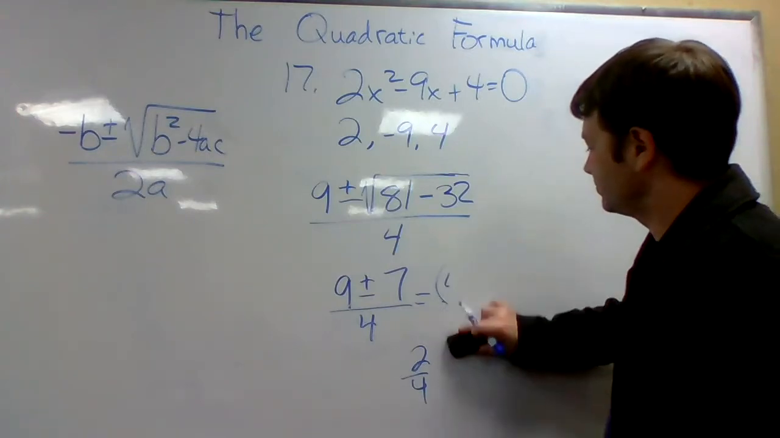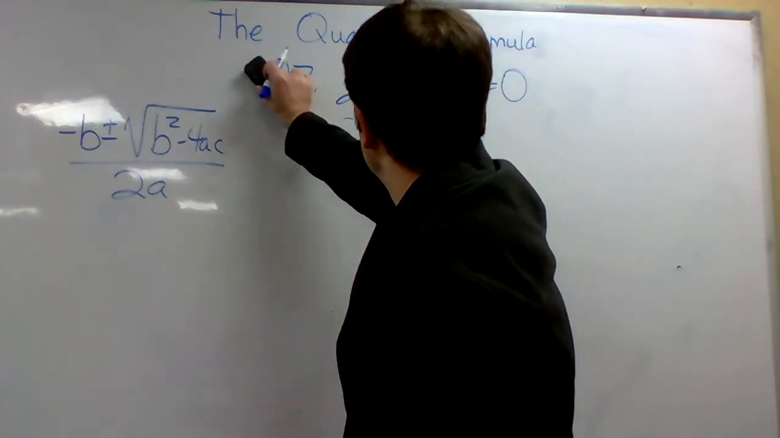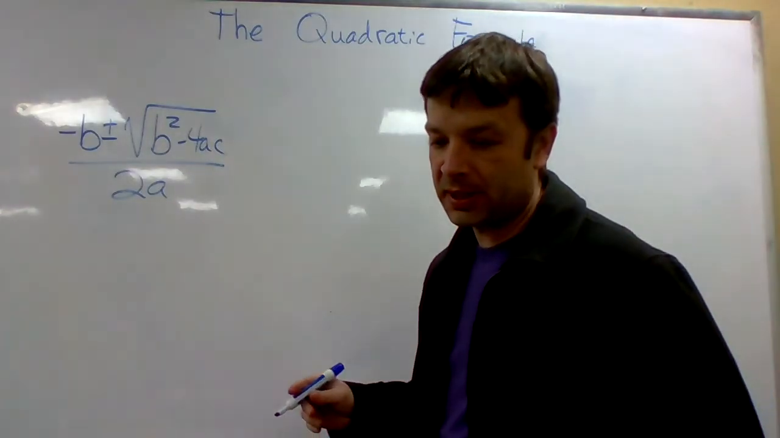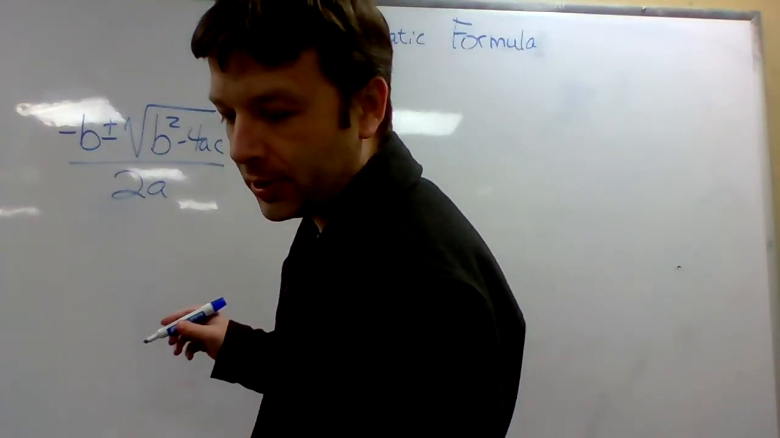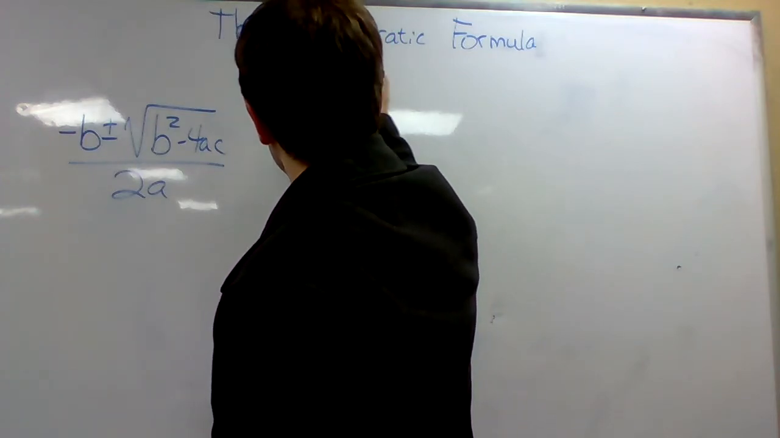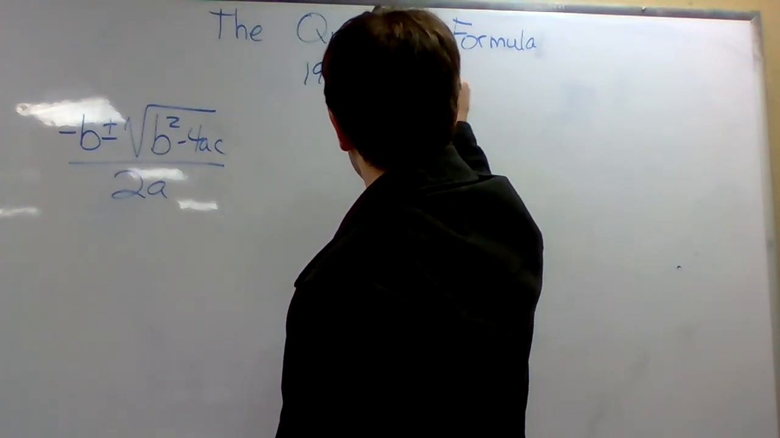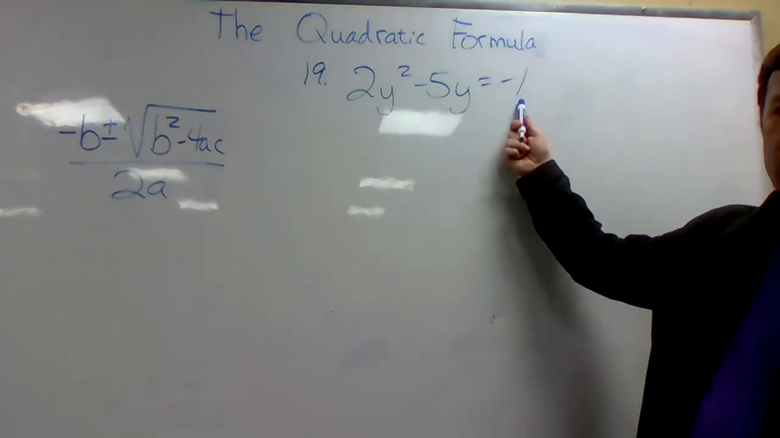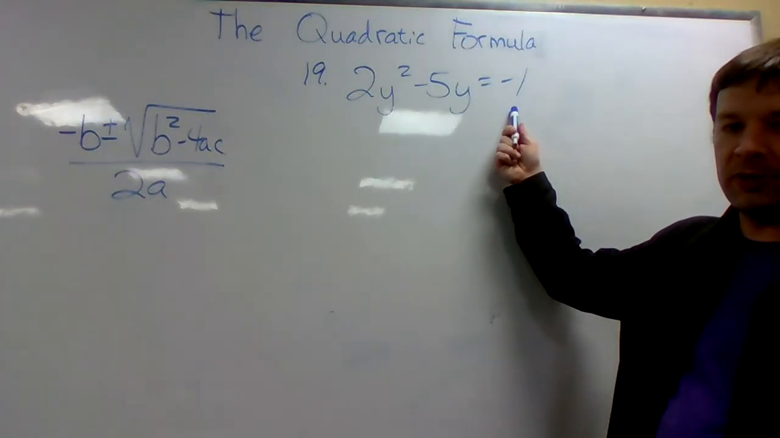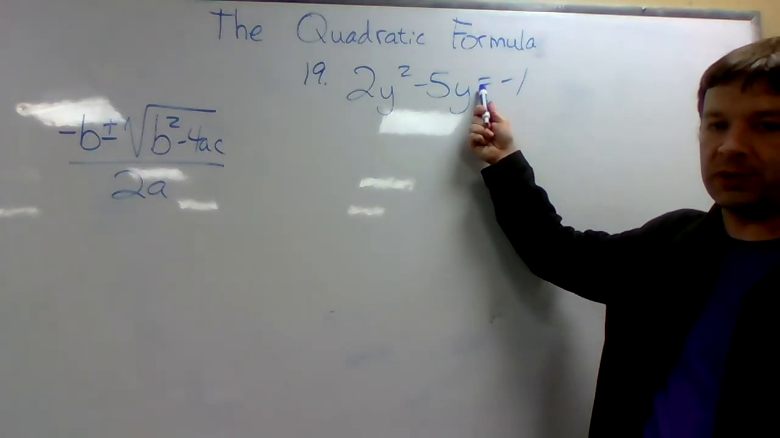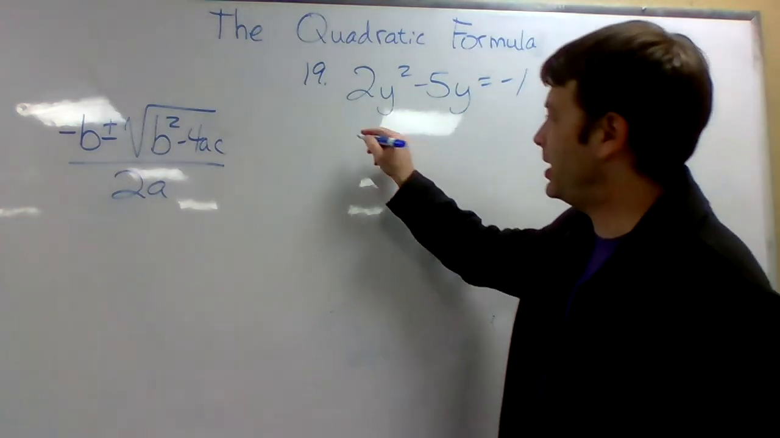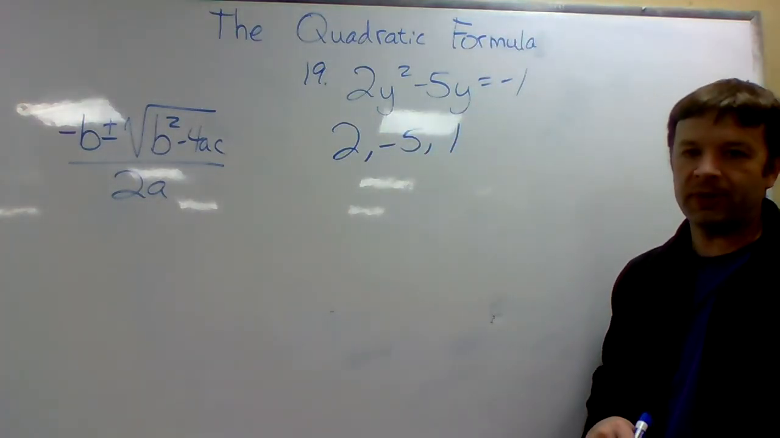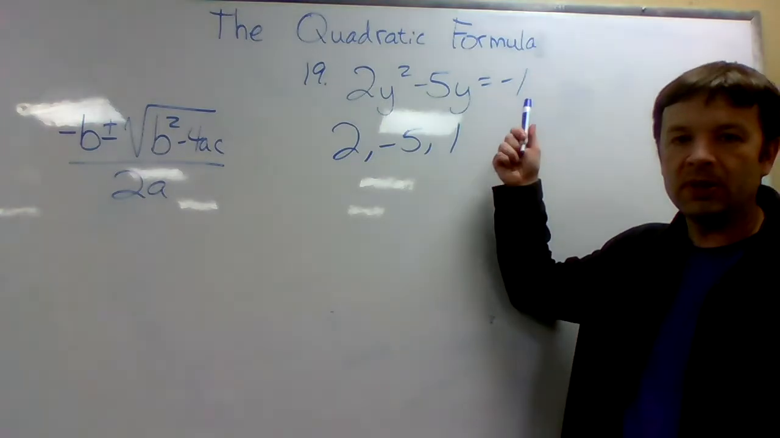Alright. Not hard, just different. 19's not hard. 19 says 2y squared minus 5y equals -1. Okay, what's wrong with this one? -1's on the wrong side, so I'm going to do it in my head this time. I would have to add 1, so really it should be a +1 over here. So my A, B, and C would look like that, +1 instead of -1.